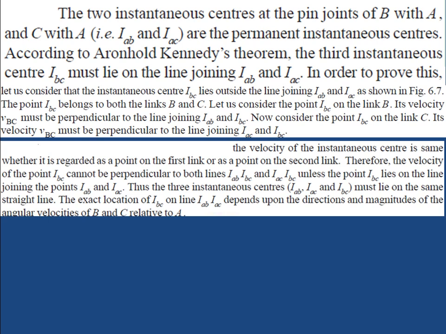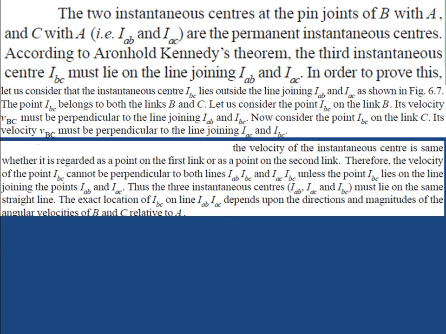Okay, so in order to prove this, let us consider that the instantaneous center IBC lies on the line joining IAB and IAC here. And then the point IBC belongs to both the links B and C. So if you consider the point IBC on the link B, its velocity VBC must be perpendicular to the line joining IAB and IBC. Now consider the point IBC on the link C. Its velocity VBC must be perpendicular to the line joining IAC and IBC.